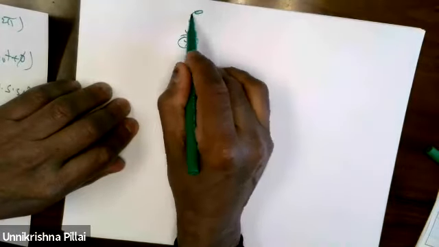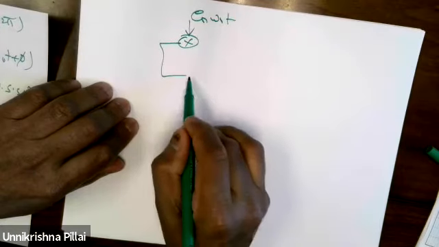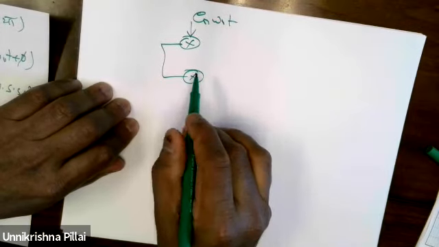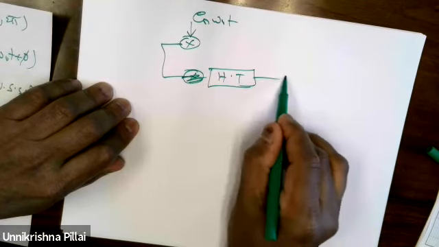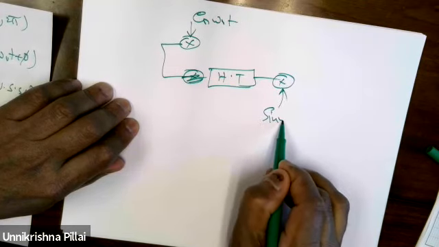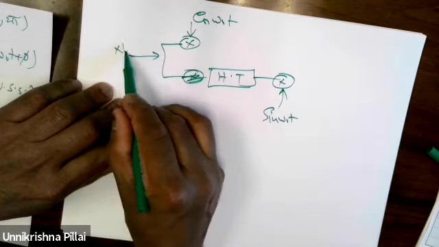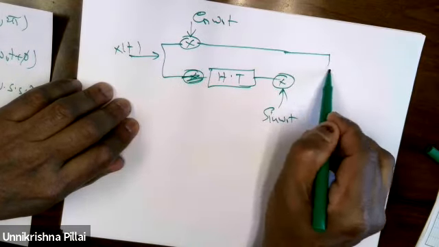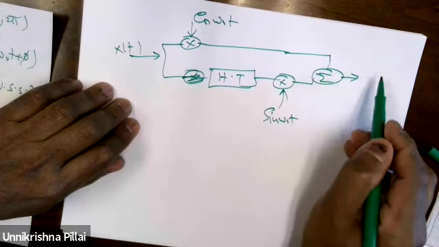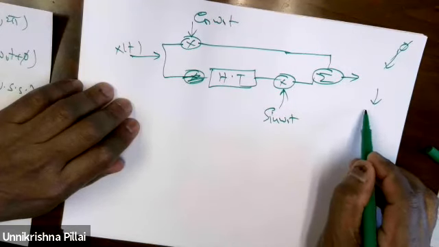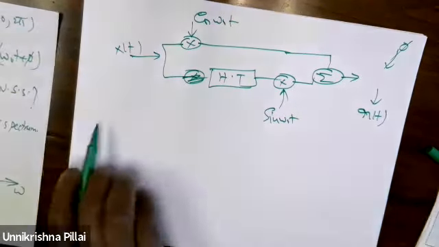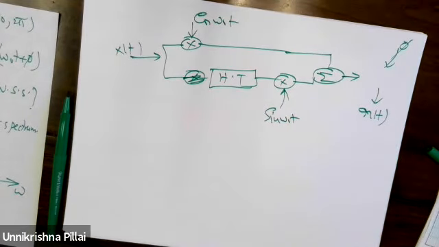So you have cos omega naught t here. You have the Hilbert transform here. Then you have sine omega naught t here. So x of t, and then you are adding these two. And that goes, and then a random phase comes in as it goes through. And that's what you are receiving. So if you add the second term with the Hilbert transform and sine omega naught t, what happens to the spectrum?